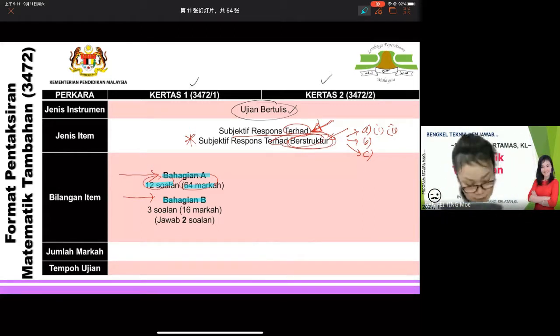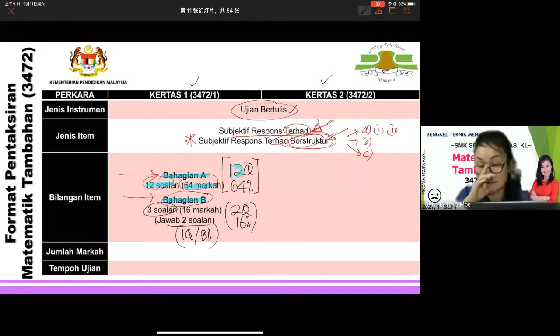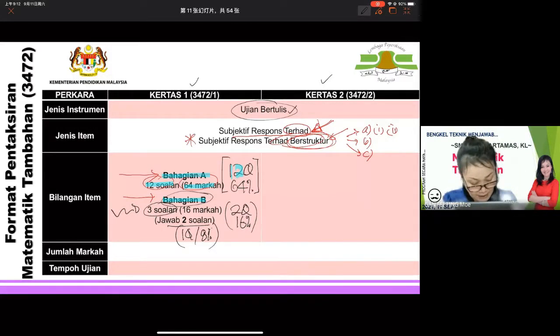Now, this 64 marks, 12 questions, is compulsory, must answer all. Okay, bahagian B, you have 3 questions, 60 marks, jawab 2. So you need to jawab 2, and the total marks is 16, which means one question is 8 marks. This is your own note. One question is 8 marks. And this is the part that you choose.